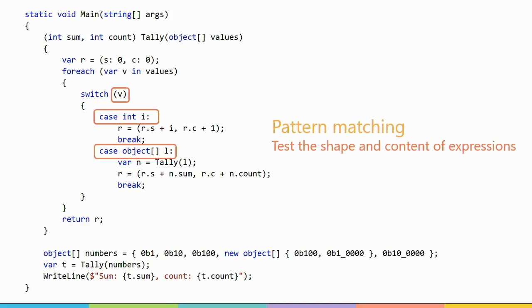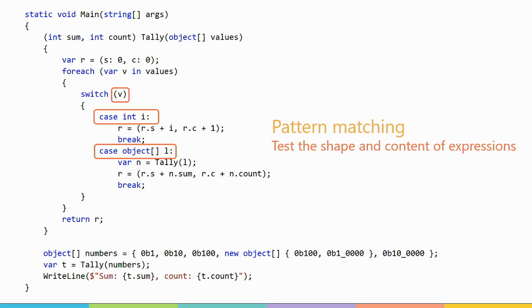We also have pattern matching, which is going to let you test expressions on both the shape and their contents. So you can see here I have a switch on expression v. On this, you can see that I'm checking if v is an int, do something. If it's an object array, do something else. And so I'm checking the shape of this. You can also, in this same thing, check the value, but it's not in this example.